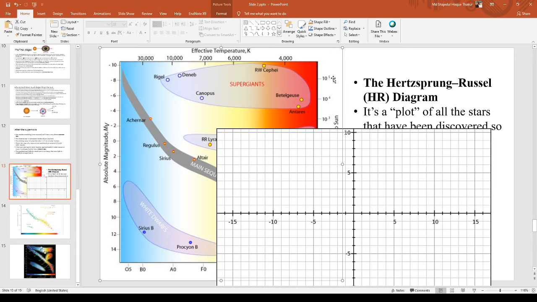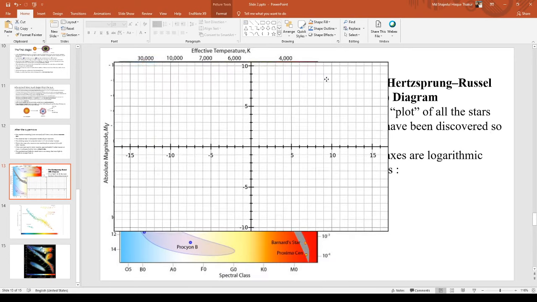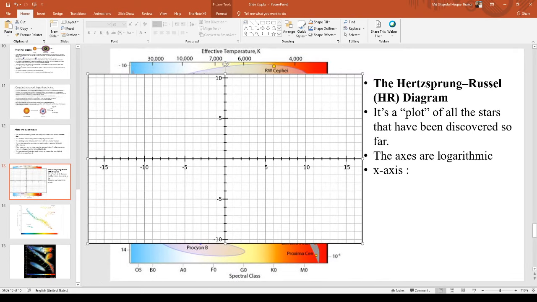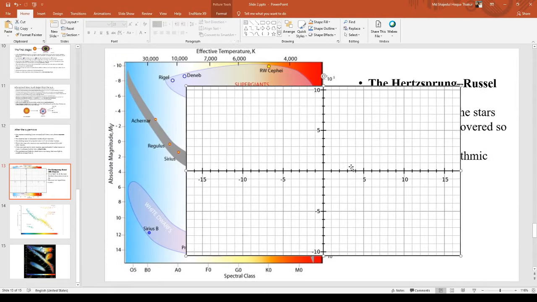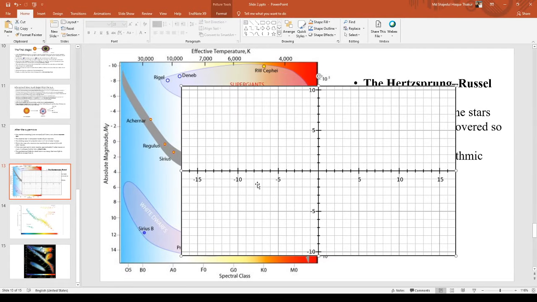Yeah, so that's what I'm saying is a logarithmic scale. This is called, the axes are logarithmic. Okay, so logarithmic means the values do not increase linearly, they increase logarithmically. So 4000, 6000, and then rapidly 7, 10, 30. Okay, 4, 6, 7, 10, 30.